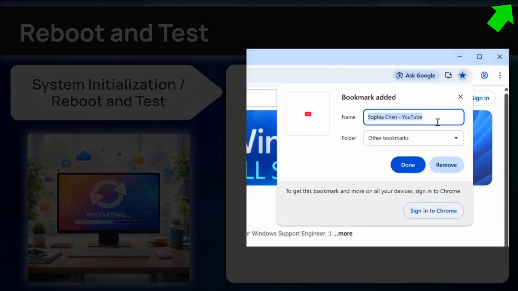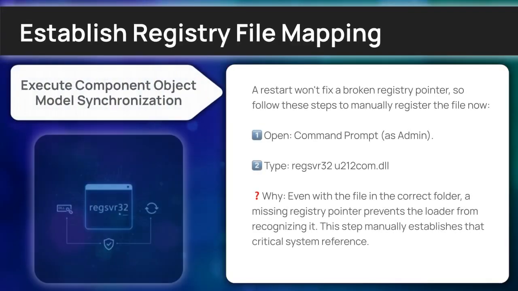Restart unsuccessful? No problem. Let's jump straight into step 3. Remember to pause the video if you need to double-check your inputs. A restart won't fix a broken registry pointer, so follow these steps to manually register the file now.